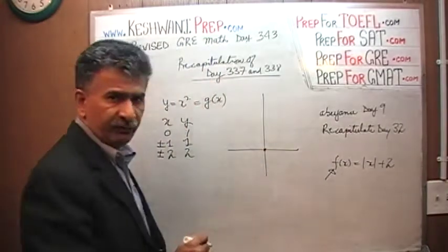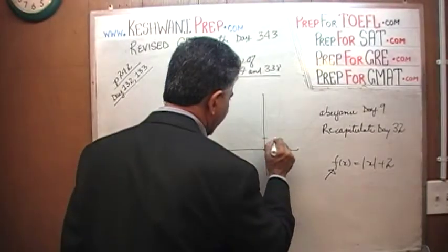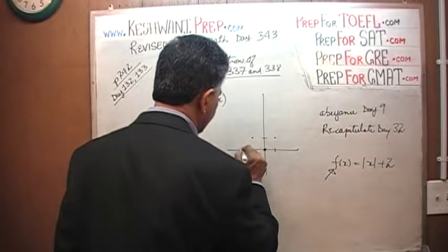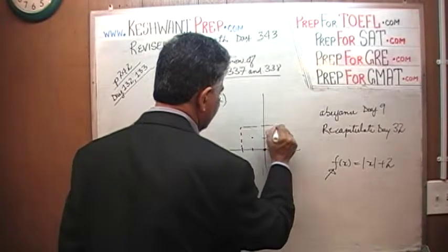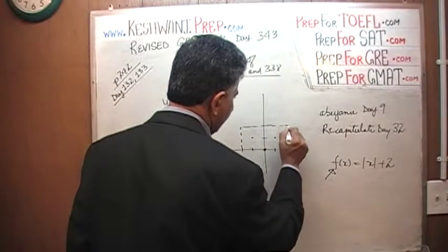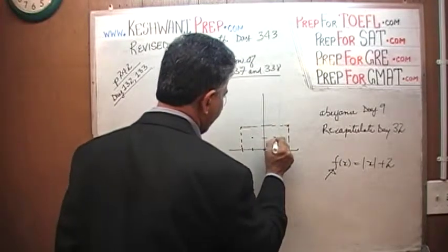When x is 0, y is 0. When x is 1, y is 1. When x is negative 1, y is 1. When x is 2, y is 2. And when x is negative 2, y is 2. And here we go.